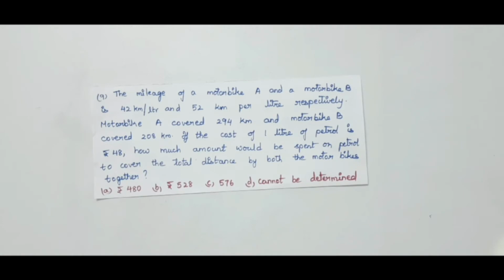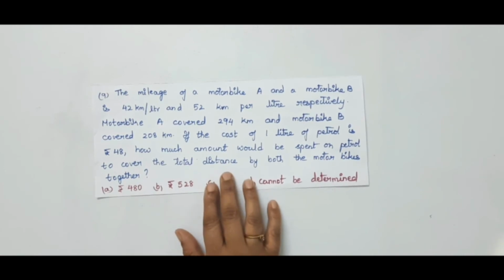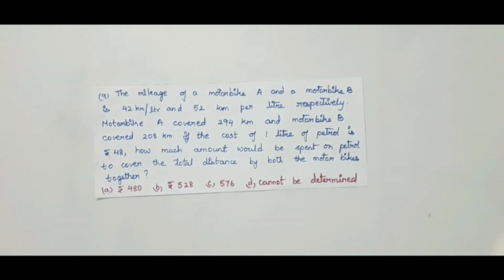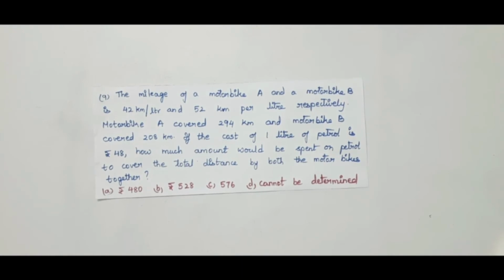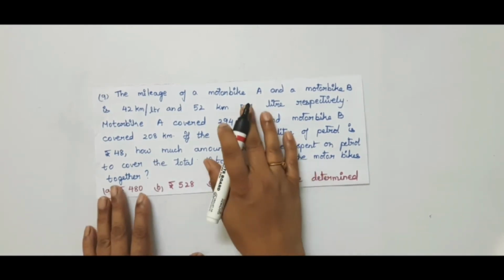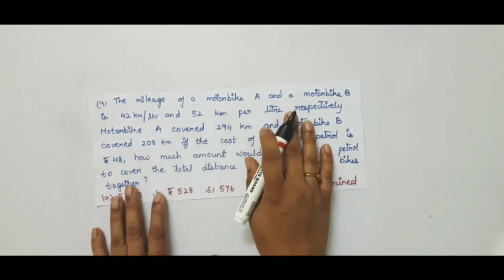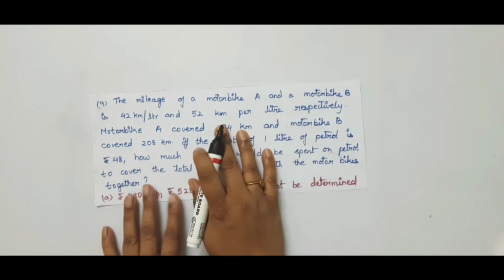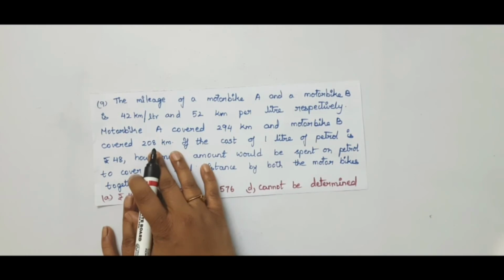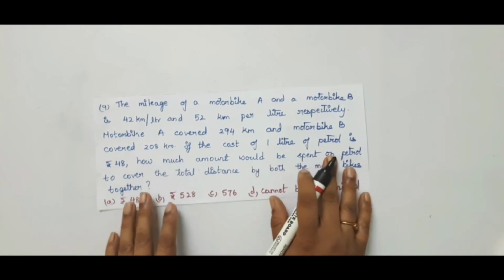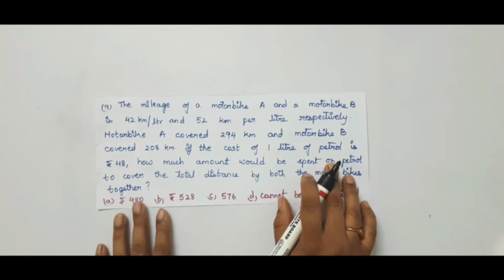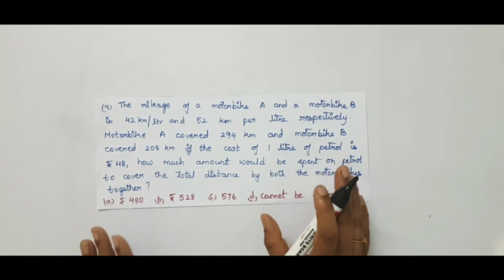So he has to find how much amount would be spent on the petrol to cover the total distance by both motorbikes together. Means we have to calculate how much amount they have spent on petrol for traveling that distance. In the question he has given the mileage of motorbike A and the distance covered by motorbike A. Similarly for motorbike B, he has given the mileage of that bike and the distance covered by bike B. So we can easily find the total petrol which they have used.